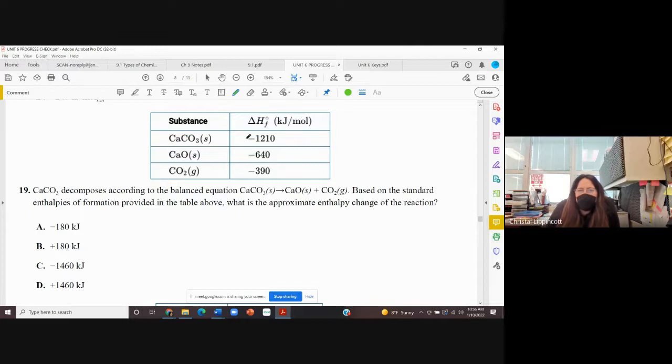Okay, so here it's going to be your products minus your reactants. So you've got your products here. That's these two. So 640, 390, that's a total of 1030. So 1030 minus a negative 1210. So products minus reactants. So we're going to add those together. So that should be D is the answer for 19.